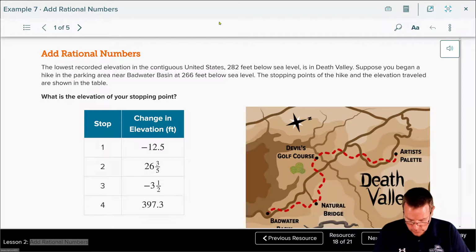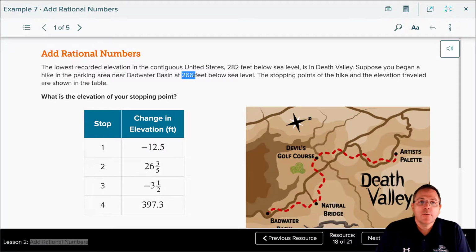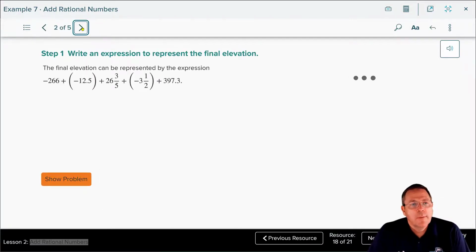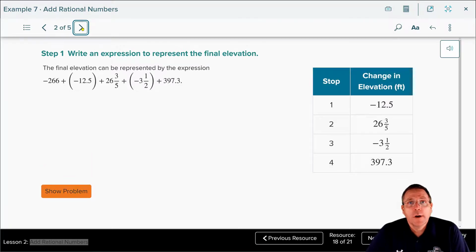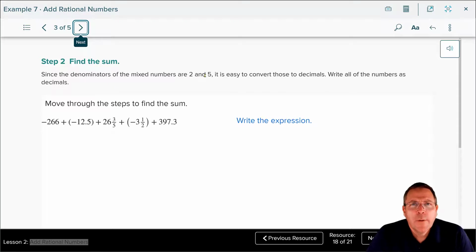So to work this problem, we're going to have to take our starting point of negative 266, subtract 12.5, add 26.35, subtract 3.5, and then add 297.3. In doing this, the problem's going to look pretty danged ugly. It's going to look like that, and that's an awful lot of problem to look at, but we're going to take it like eating an elephant, one bite at a time. Now we're going to work the problem, and it looks pretty overwhelming, but is it really?